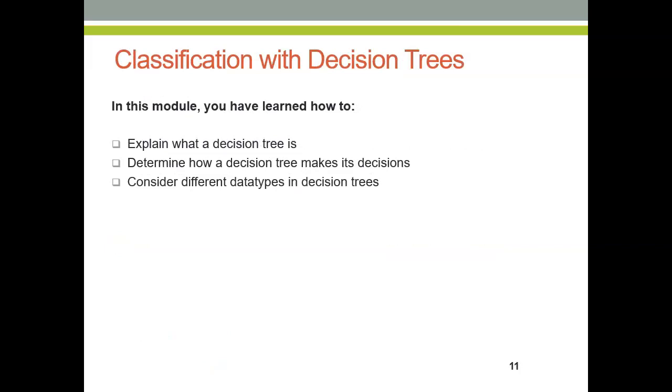And that brings us to the end of our classification with decision trees module. You have learned how to explain what a decision tree is. We have looked at how a decision tree makes its decisions based on the attributes that it picks to split. And we have considered how different data types work in decision trees.